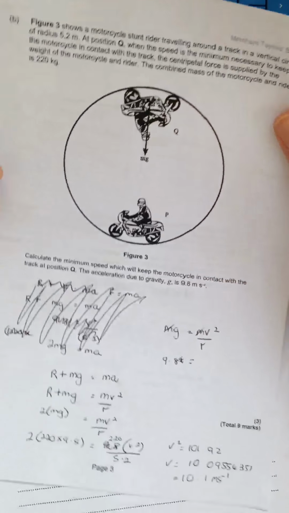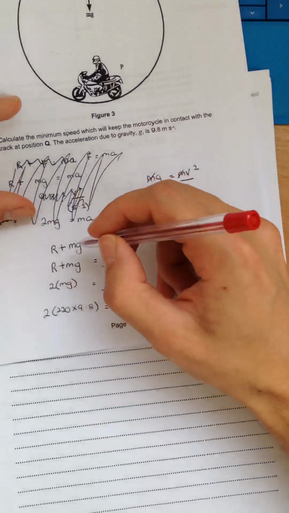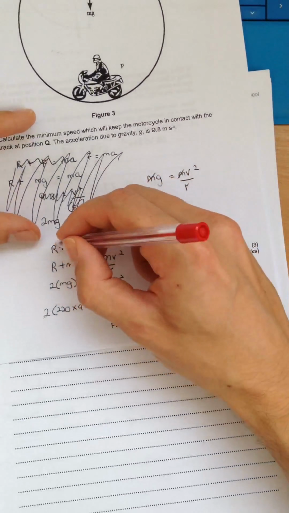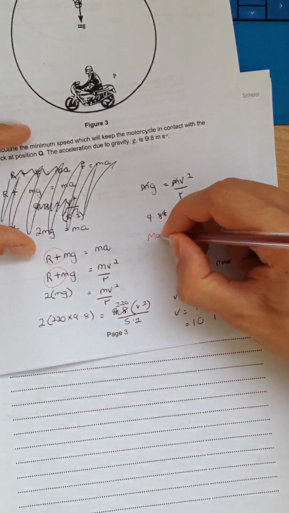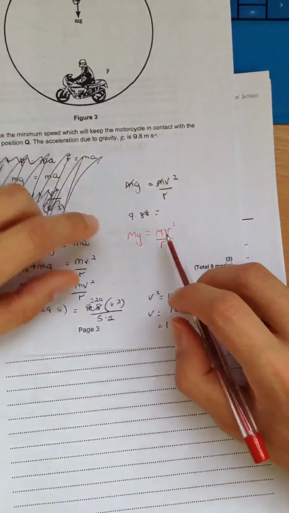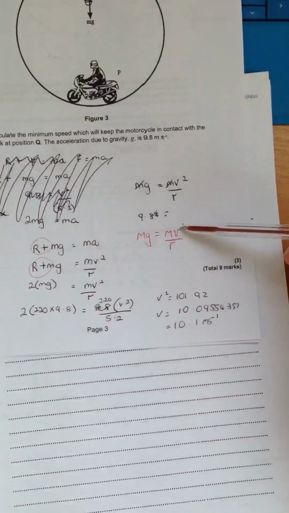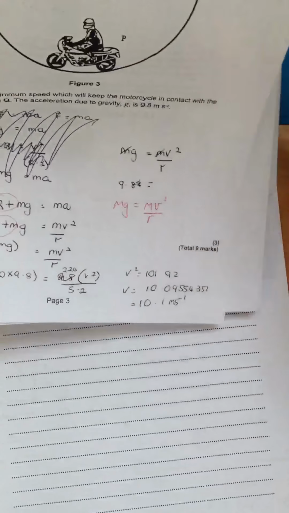All right. So R is 0, so basically that's 0, that's 0. So it's just mg equals mv squared over r. Okay, the m's are going to cancel and you can find what v is. Okay, I'm going to add the marks up at the end.